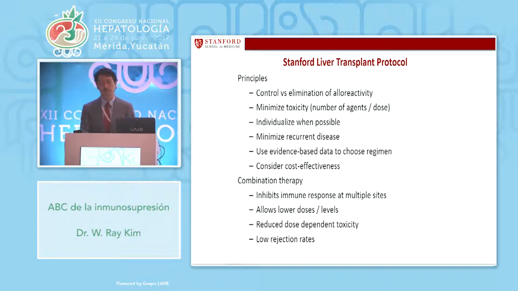The principle under which we do liver transplant protocol is to control versus eliminating alloreactivity. We want to minimize toxicity, so we want to reduce the number of agents and doses as quickly as possible and individualize management when possible. We also want to minimize recurrent disease. Hepatitis C recurrence is not as big a deal these days as before with the effective medicines, but other diseases also recur. We want to use evidence-based data to choose regimens and then also consider cost effectiveness.